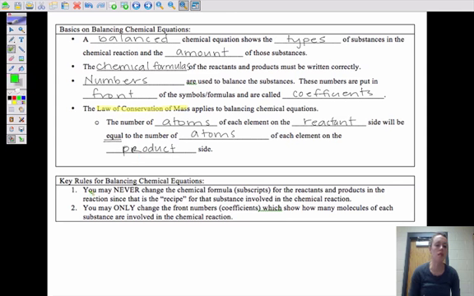And there are two key rules for balancing chemical equations. The first is that you will never ever change the chemical formula, which means you'll never mess with the subscripts, because those are what we have and what we'll end with, and we'll give you those. What you will change, you'll only change those front numbers or the coefficients, because that shows how many molecules of each substance are involved in a chemical reaction. So even though we can't change what we have, we can change how much of it we have.